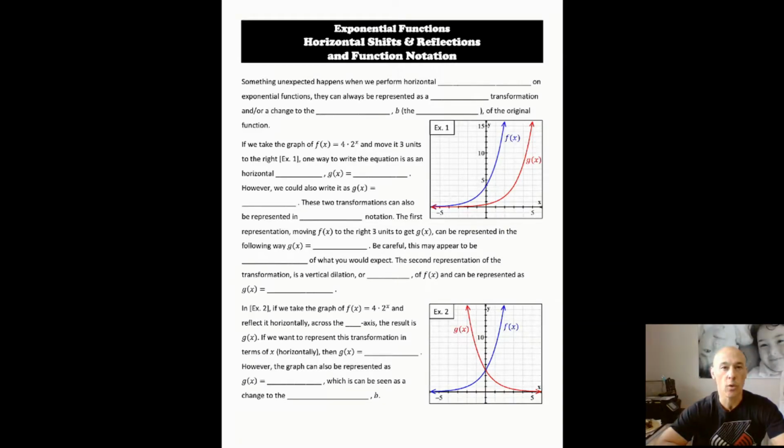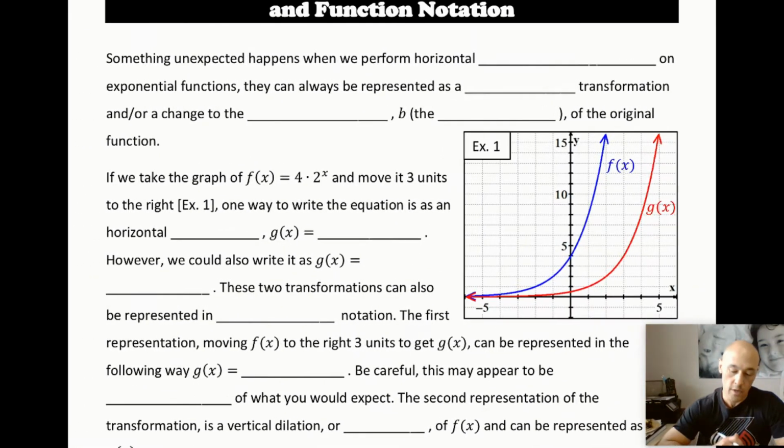Exponential functions, horizontal shifts and reflections, and function notation. Something unexpected happens when we perform horizontal transformations on exponential functions. They can always be represented as vertical transformations.